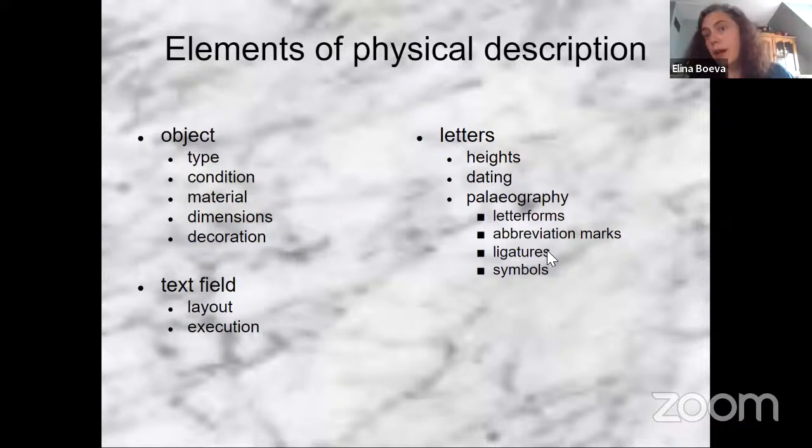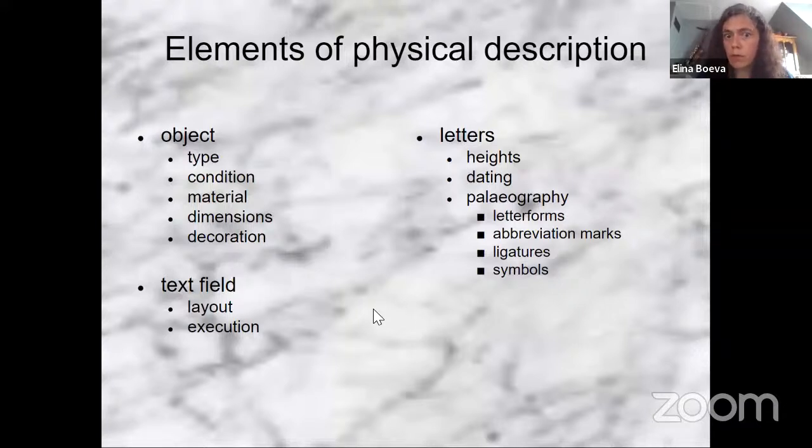About the ligatures, again, you can have them here or you can have them in the apparatus criticus, actually. And for the symbols, sometimes you cannot encode the symbols, but you have to explain what is seen on the stone. You can put it here in the letter description, or you can leave it for the apparatus criticus.